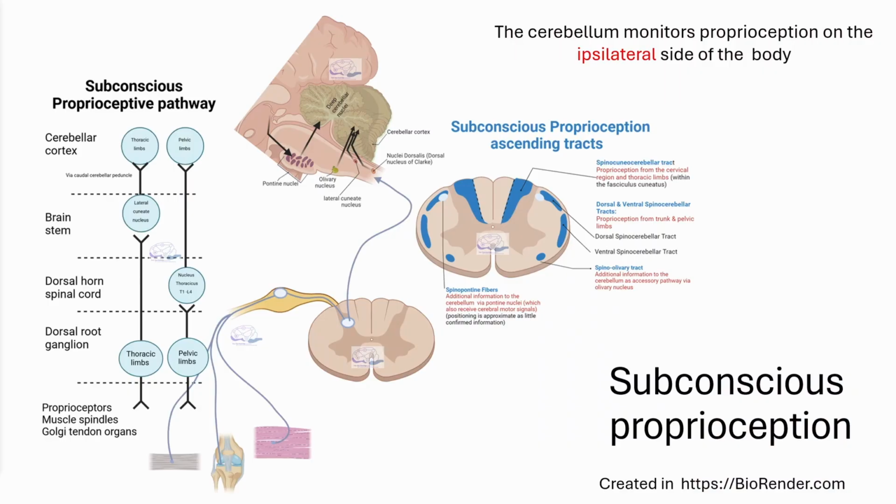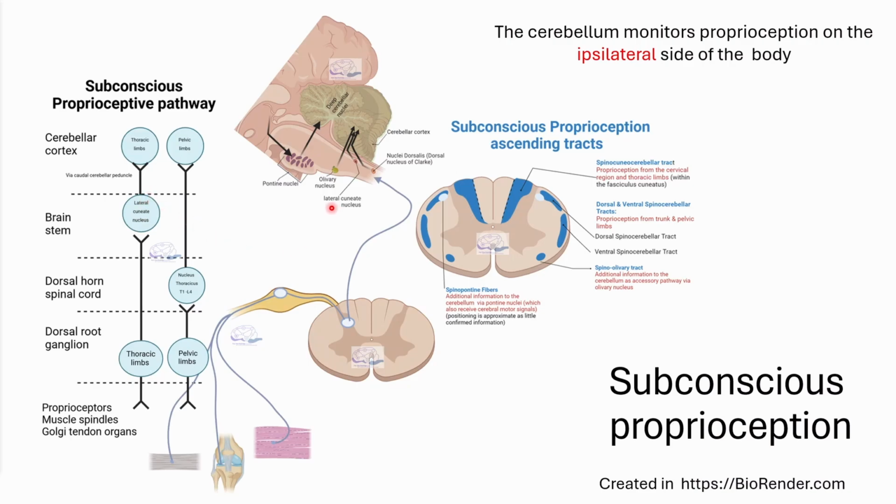So the role of the cerebellum is to receive information from a number of sources, including proprioception, and to coordinate that. So the subconscious proprioceptive information originates from the proprioceptors, as said before, of which the most important are the muscle spindles and the Golgi tendon organs, and these ascend again through the dorsal nerve root ganglia. For the pelvic limbs, it relays again in the nucleus thoracicus, which is T1 to L4, whereas the thoracic limb again relays into the brainstem nuclei, and then that goes into the cerebellum.